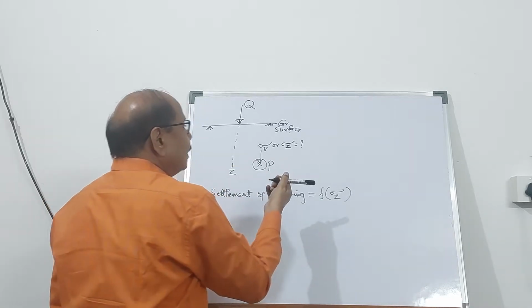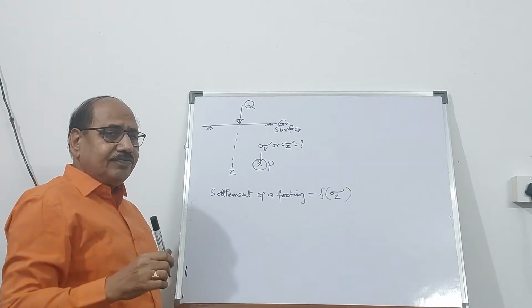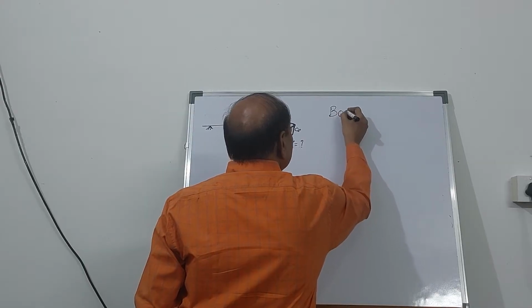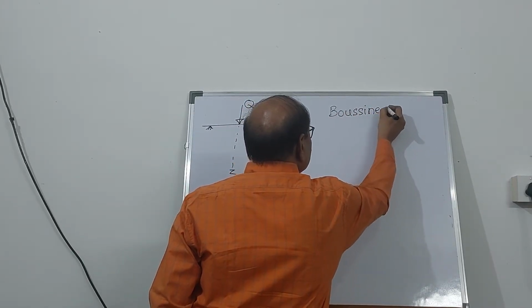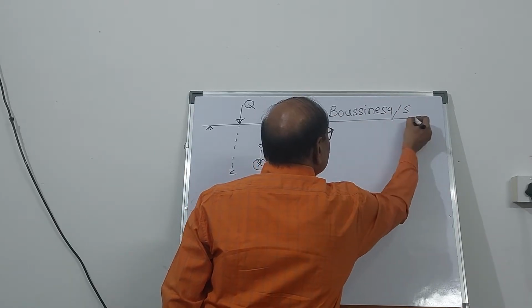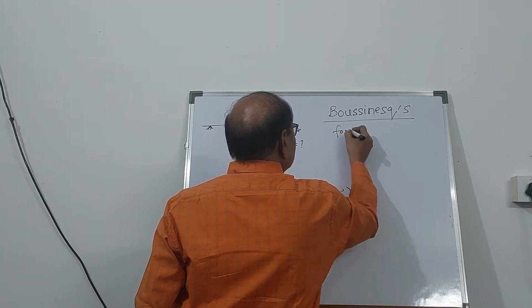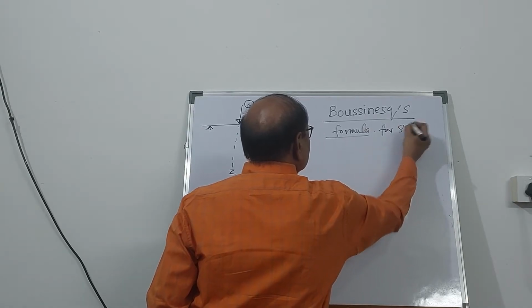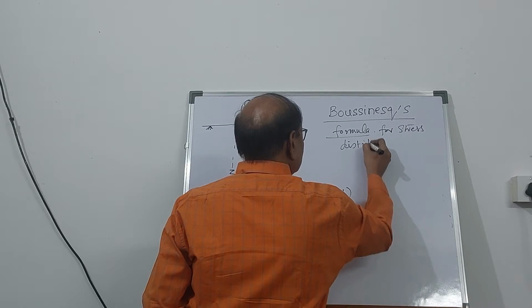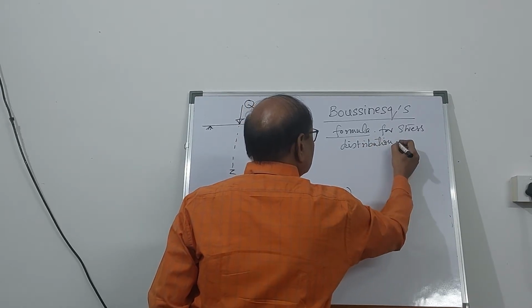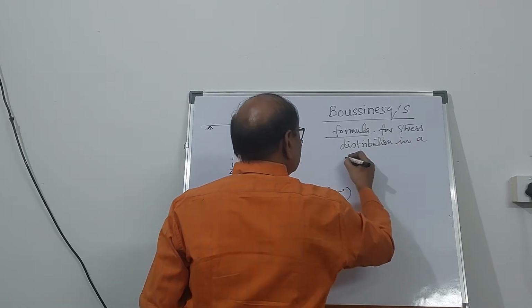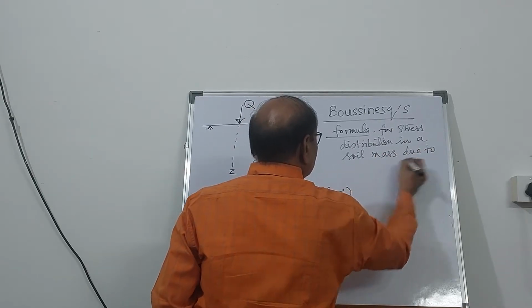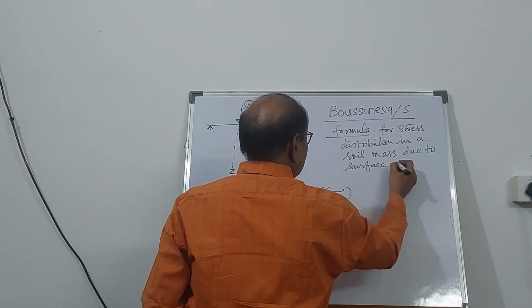So, way back in 1885, a formula was given by Boussinesq, known as Boussinesq formula, for stress distribution in a soil mass due to surface load.